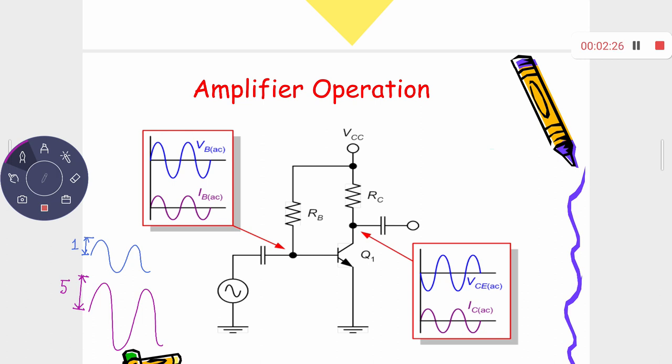You have some signal, some variation, and this is the time axis. With respect to time, we are measuring. Some variation is there, 1 unit variation. It might be riding on 0 dc, as you can understand, no dc level. So 1 millivolt sin of omega t, and this is some 5 millivolt sin of omega t. So that means your output is 5 times the input. That is the amplification factor, the magnification factor.